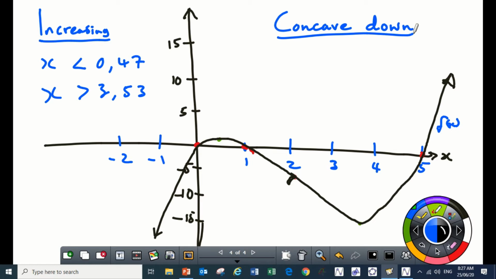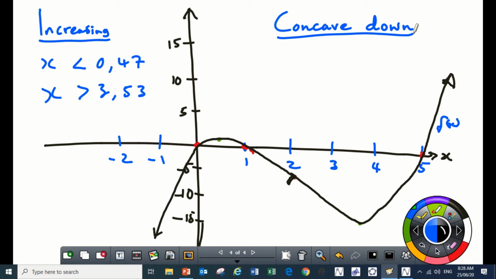All right. Concave down means we have a maximum turning point. In the vicinity, there is a maximum turning point. That's what concave down means. We have a maximum turning point, which is a sad face. So in the vicinity of any value of x, we are going to have a maximum turning point.